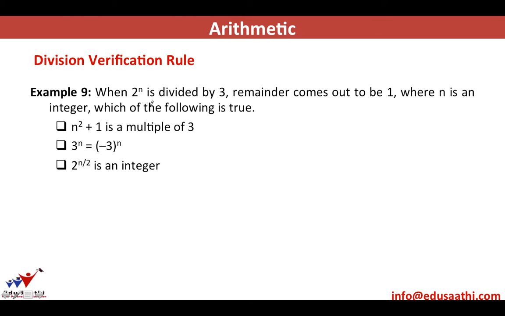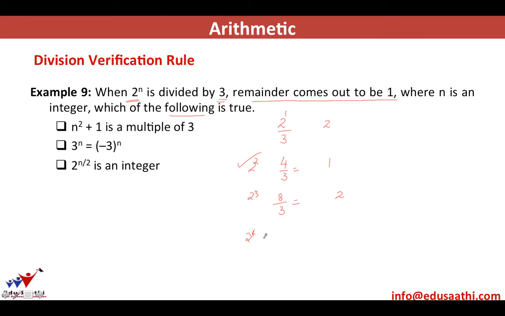Another question. When 2 raised to power n is divided by 3, the remainder comes out to be 1, where n is an integer. Which of the following is true? All these statements could be true, or 2 could be true, or 1 could be true. I'll have to check all of them. So I'll take the values. 2 raised to power 1 is 2; divided by 3, the remainder is 2. When I take 2 square, which is 4, divided by 3, the remainder is 1. So this is the case. 2 cube is 8, divided by 3, the remainder is 2. This is not the case that I look for.